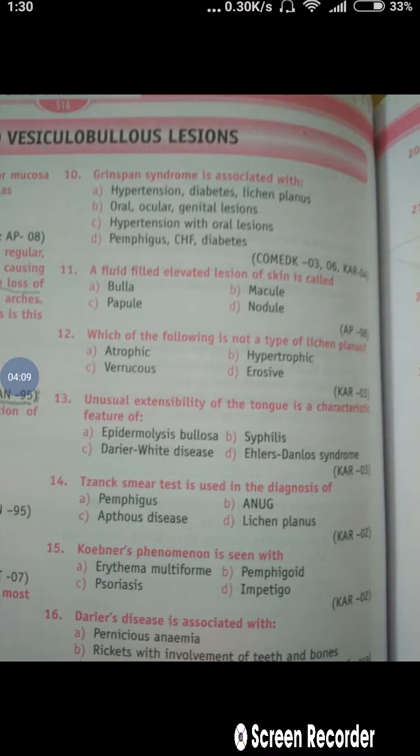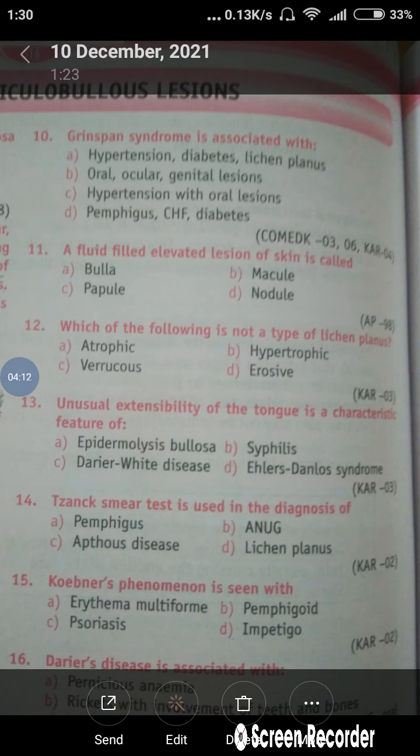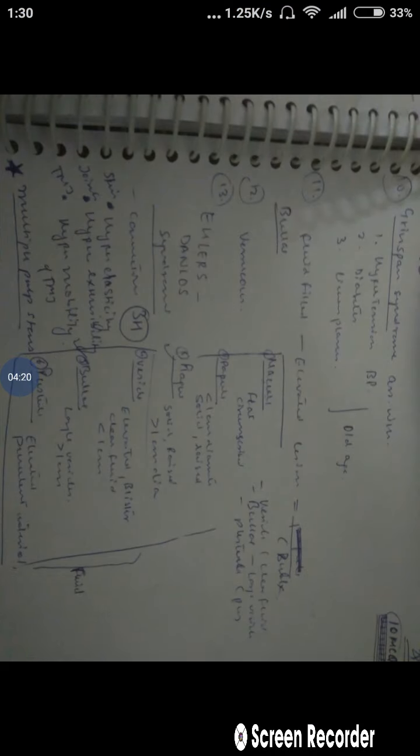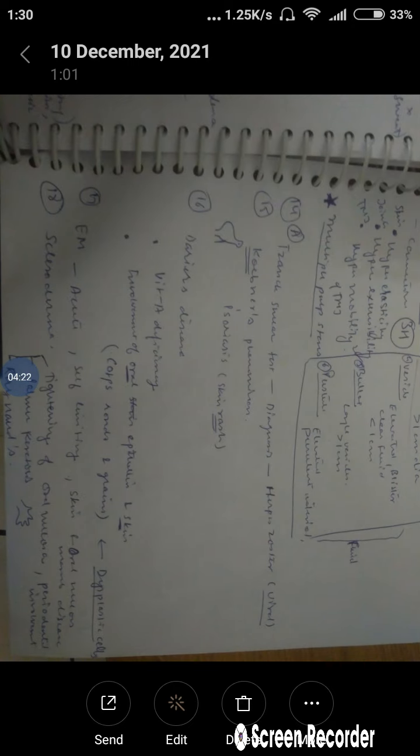Next question is question number 14. Zinc smear test is used in the diagnosis of what? Let's look at the answers. You have to learn that the Zinc smear test is a diagnostic test used for viral infections. If somebody has a viral infection and you need to diagnose it, you have to do the Zinc smear test.